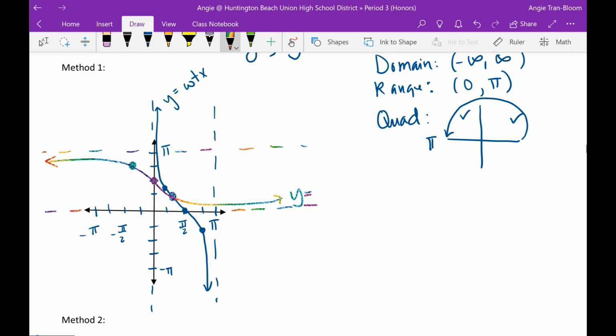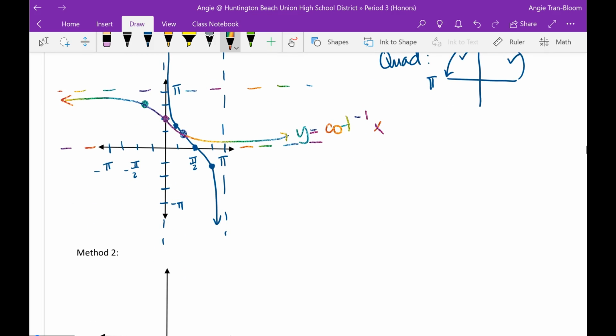I'm going to write y equals cotangent inverse of x. Okay, once you're done writing that down, put your pencils down, because I need you to understand method 2 really well before you write. Don't write it if you don't understand it. Pencils down when you're ready. I'll wait for you. There's no rush. Are you guys good to go? Okay. Method 2. All pencils down?